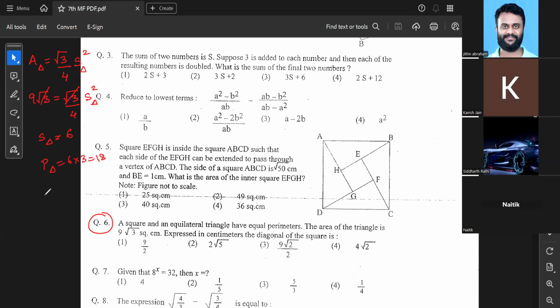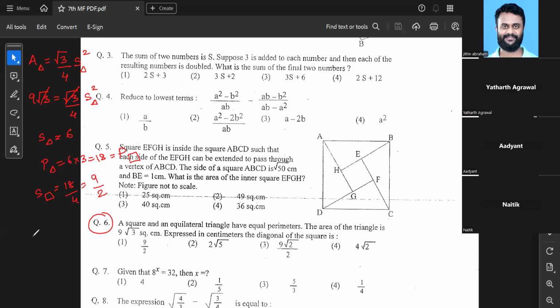Which means this is also equal to the perimeter of the square. That means the side of the square will be equal to 18 divided by 4, that is 4.5, or 9 by 2. Yes, I'll write it as 9 by 2.